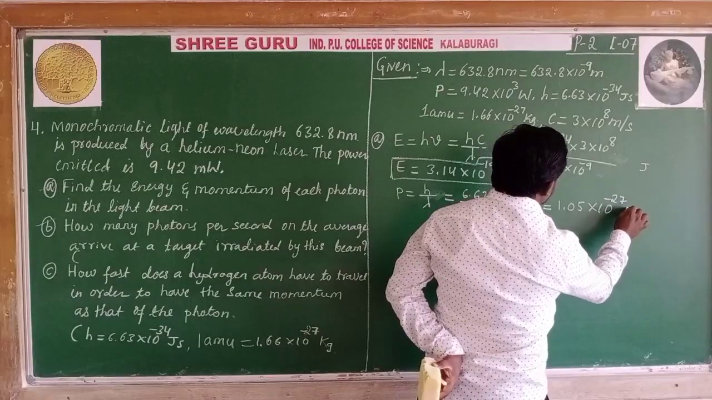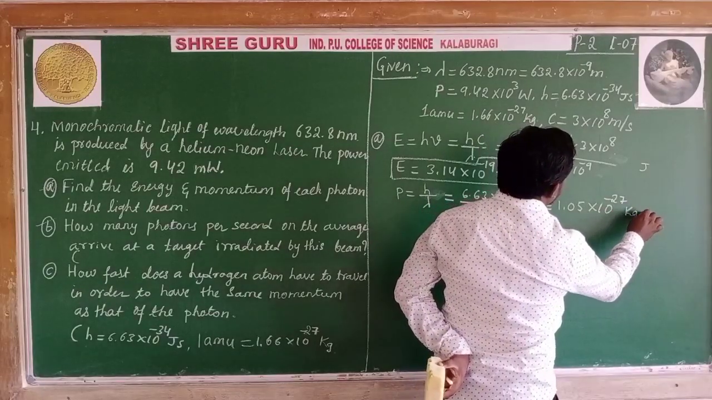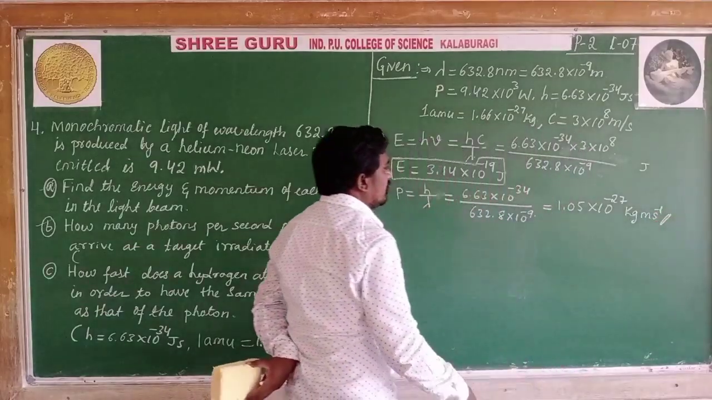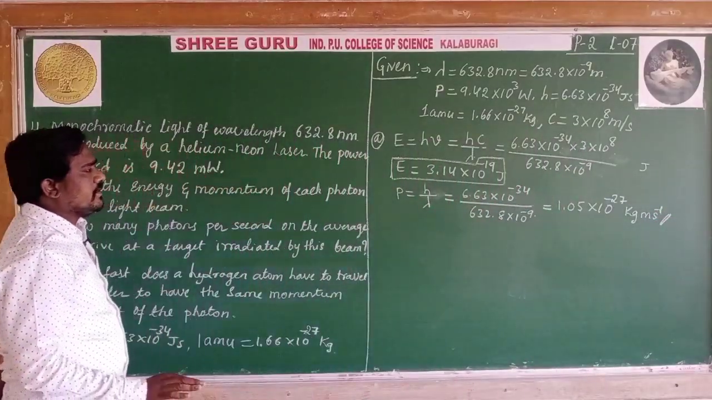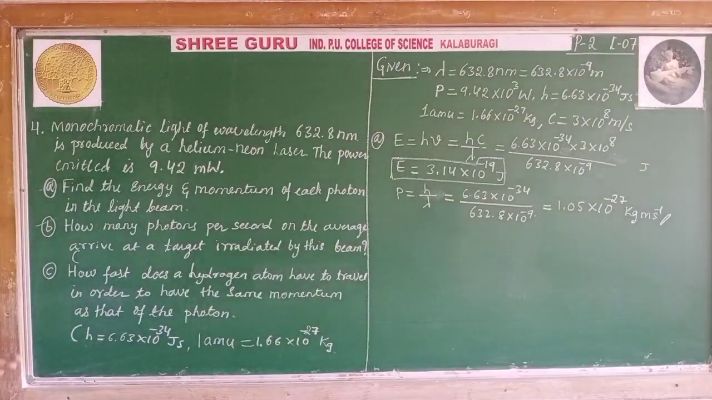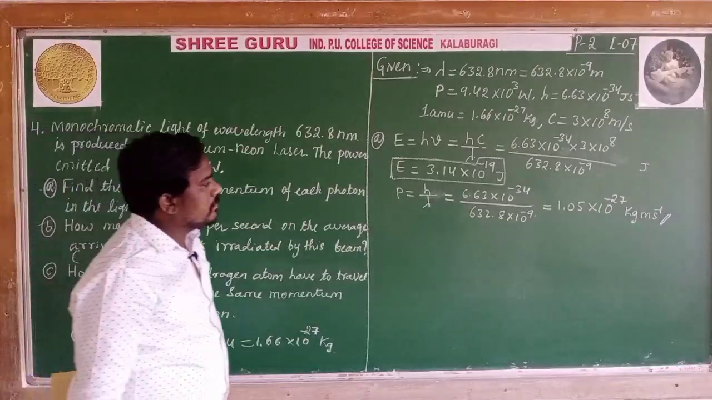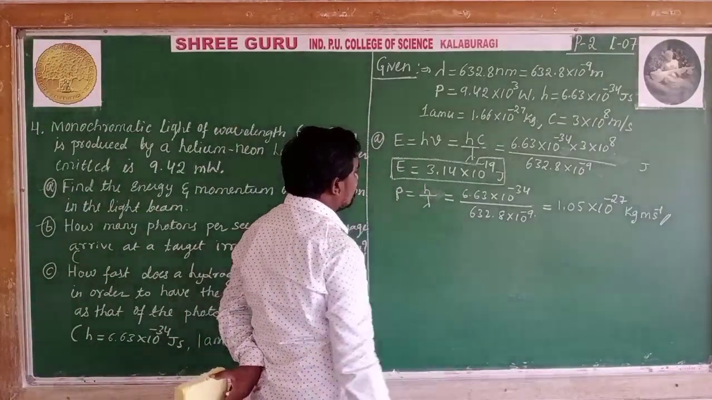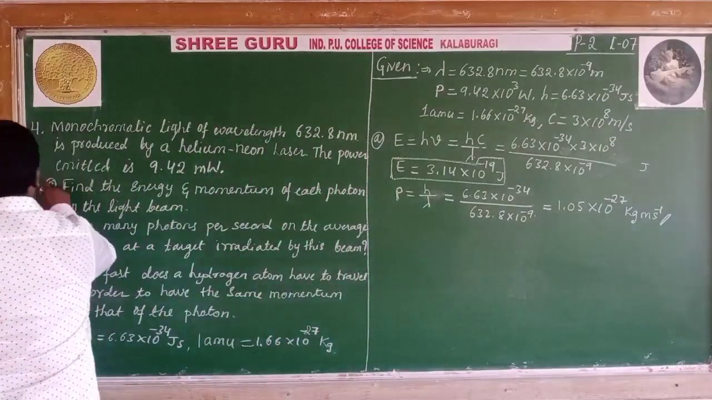Momentum is mass into velocity. Mass is kg, velocity means meter per second. The SI unit in all the branches of physics we are considering is the same. It is not going to change. 1.05 into 10 raised to minus 27 kg meter per second. This is our momentum. We got momentum and energy, and this is over.